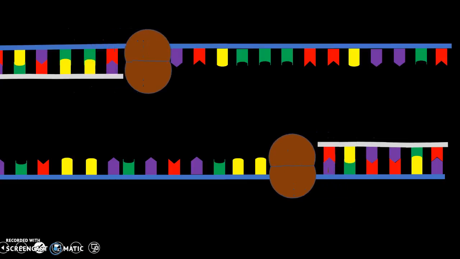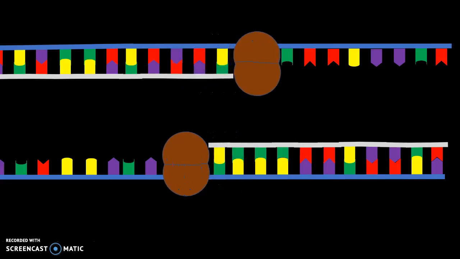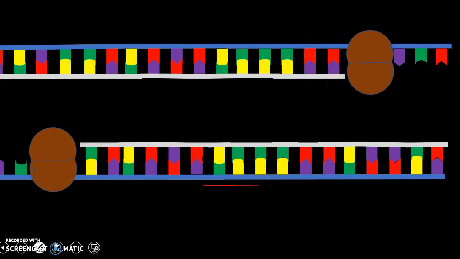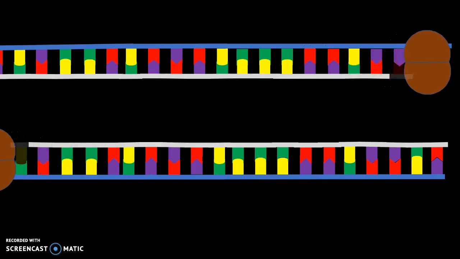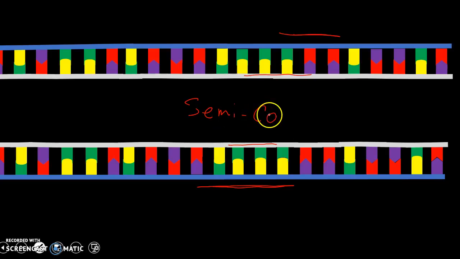So polymerase is going to continue down. It's going to go down both strands. And if you notice, as soon as this is done, this is an old strand, this is an old strand, and this is a new strand. So this is what semi-conservative means. Half of each strand is old, half of each strand is new.